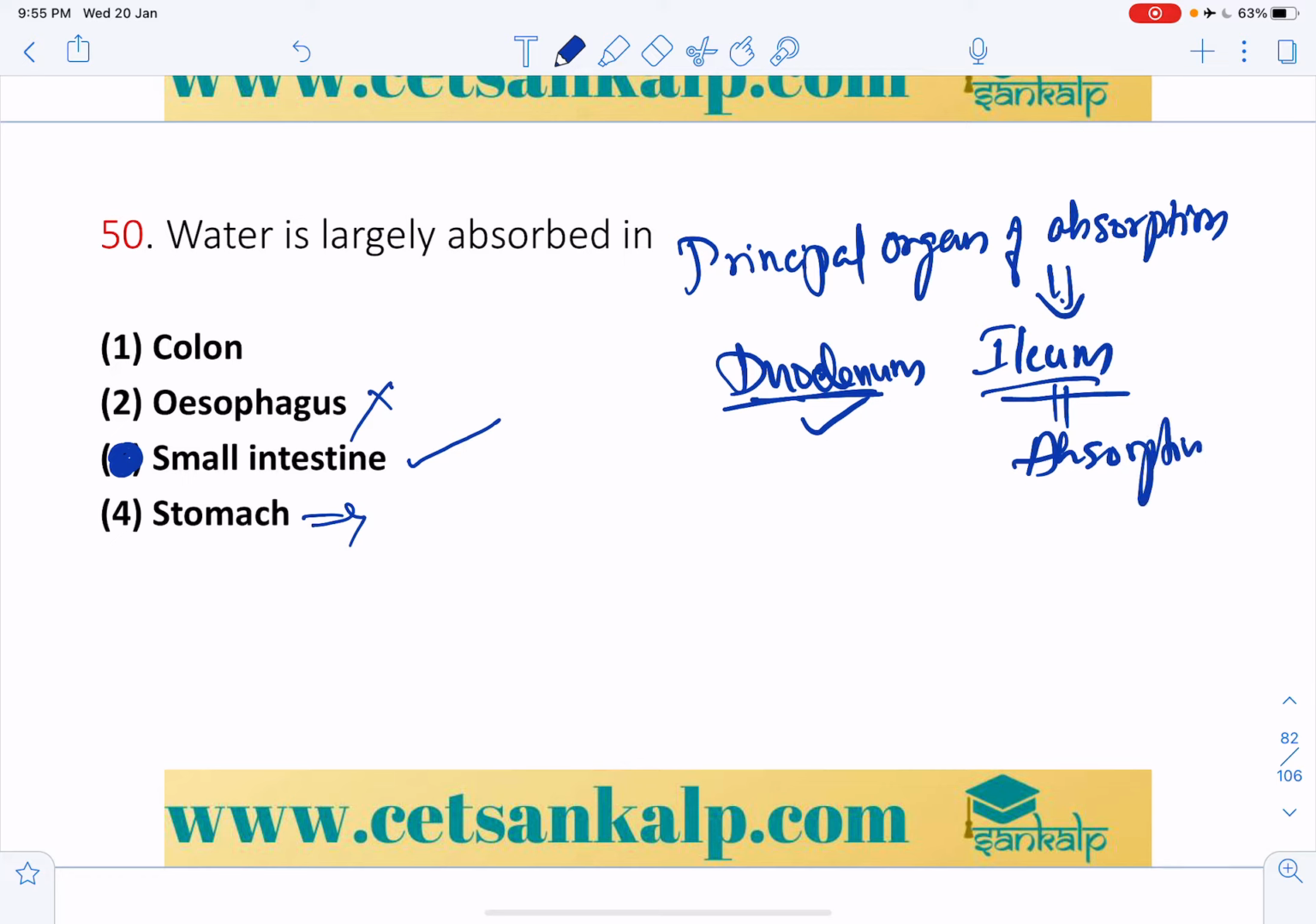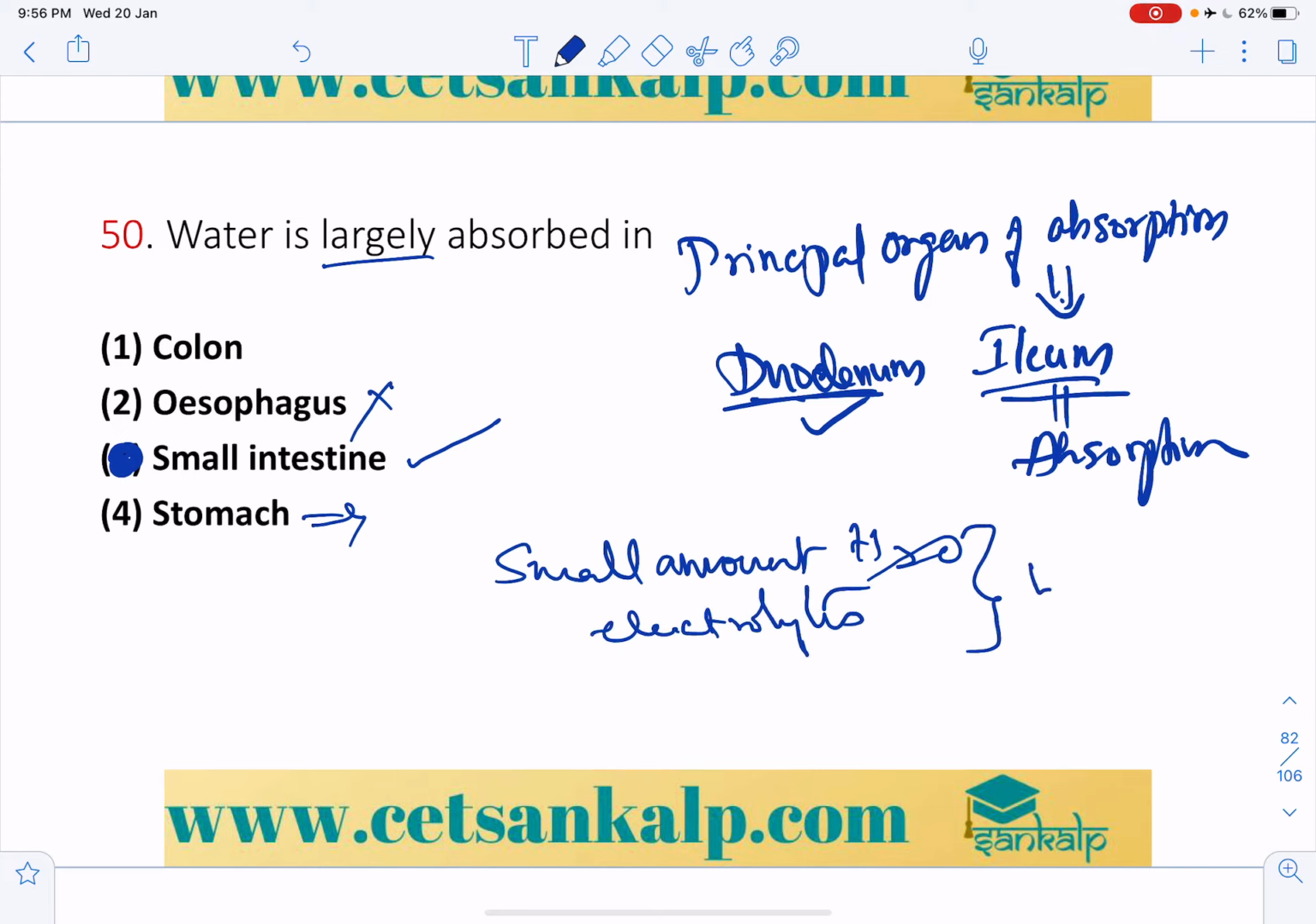So next, in the mouth some drugs will be absorbed, and in the stomach water and a little amount of alcohol will be absorbed, right? And in the large intestine, we know that only electrolytes and a small amount of water, not large quantities, will be absorbed.